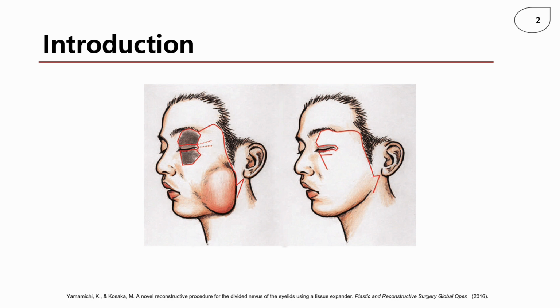So in the image you can see a tissue expansion procedure to get extra skin from the cheek of this patient to then replace the nevus, or the dark area around the eye.